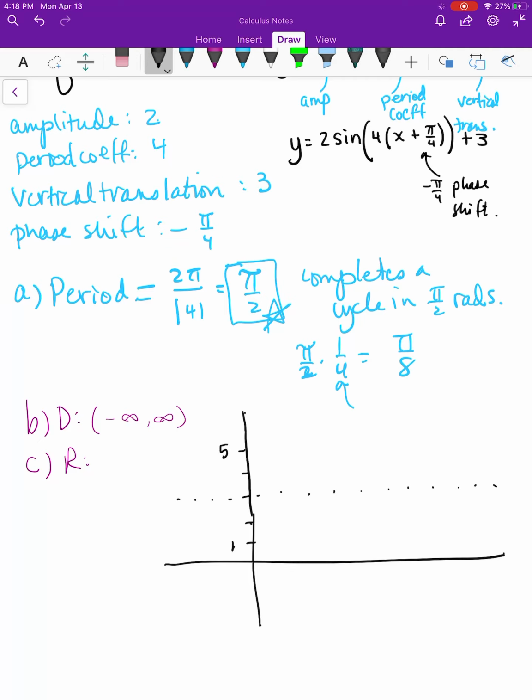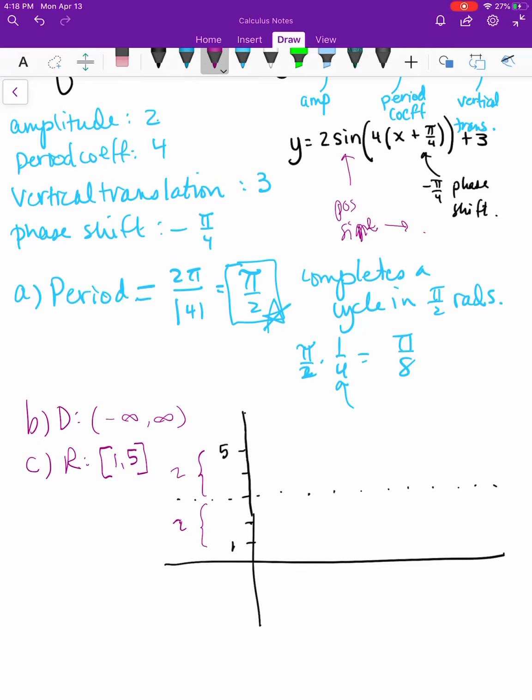And my amplitude is 2. That means I'm going up to 4, 5, and I'm going down 3, 2, 1. So from 1 to 5. So this range is going to be from 1 to 5. Notice that this gives me an amplitude of 2 and an amplitude of 2. Highest point 5, lowest point 1.